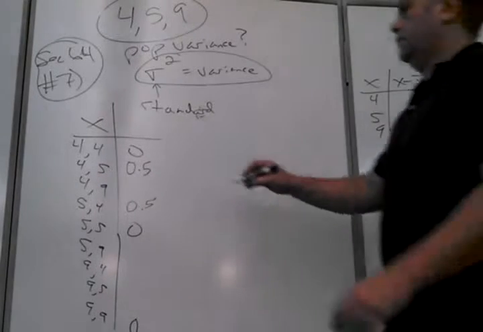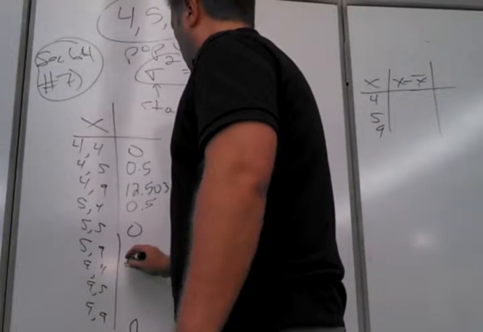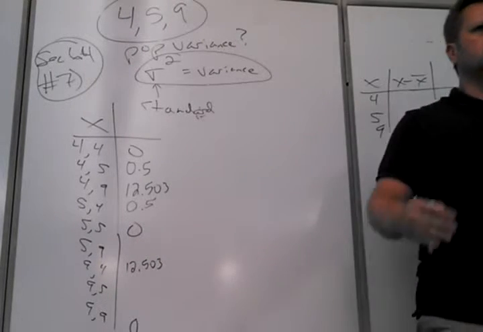.503. So that goes here and here. How are we doing so far?